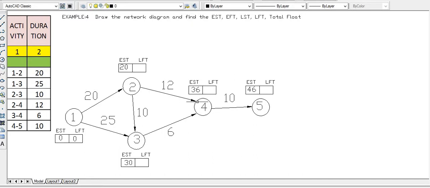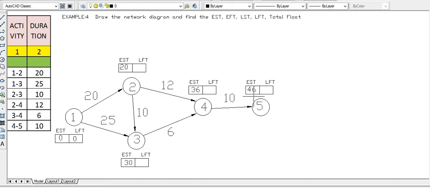So how many heads are considered? This is the head of this arrow and this is the tail. How many heads are coming to this? 2 heads, or 2 routes, are coming. This is 1 route and this is the second route. So what is the maximum value? The maximum value is 30 plus 6, 36, and this is also 1 route, but we have taken the maximum value as 36. Again there is only one head, only 1 route to calculate the EST, so that is 46.